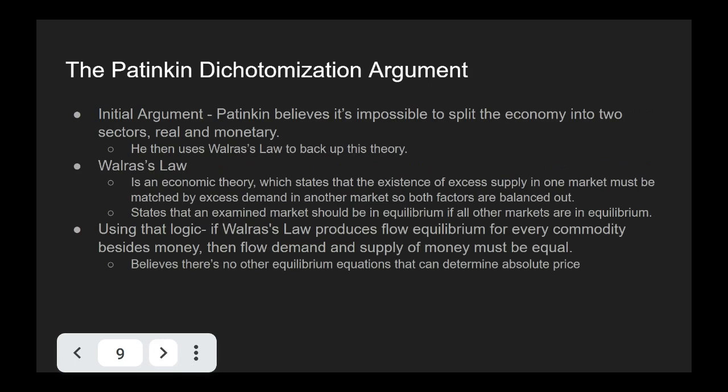Part 2. The Pigovian dichotomization argument. Initially, Patinkin argues that you can't split the economy into two sectors, and the reason for this is Walras's law, which states that the sum of all excess demand across all markets is 0, and it's in equilibrium. And because of that, the flow and demand of the money supply must also be equal and in equilibrium, 0.